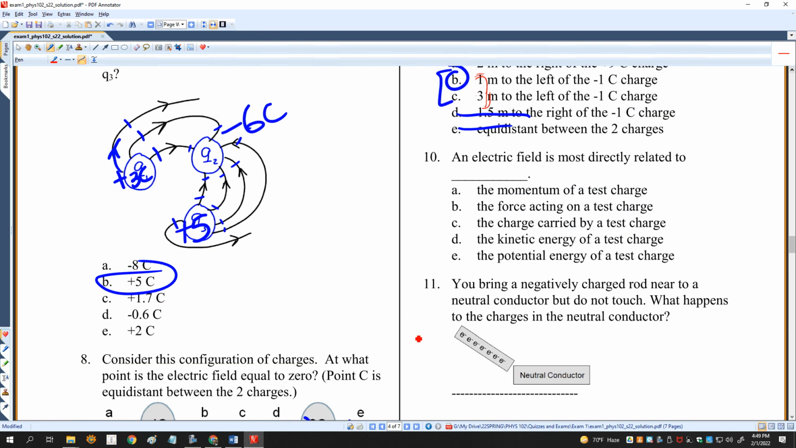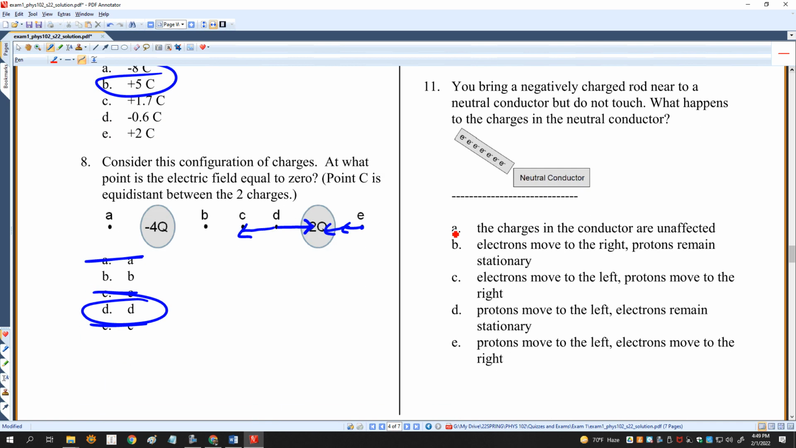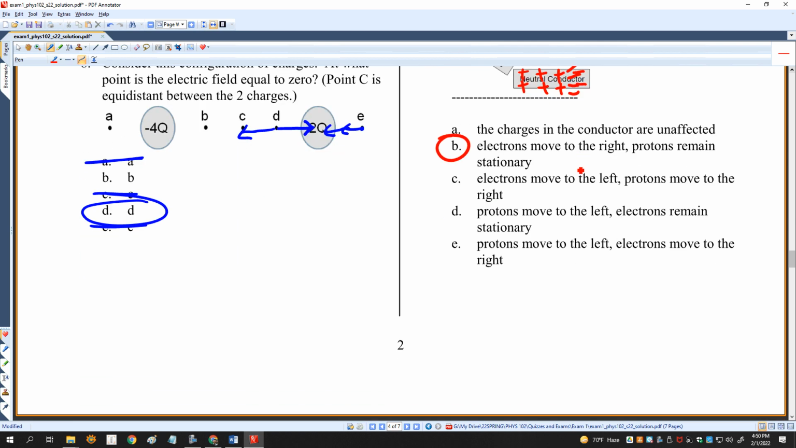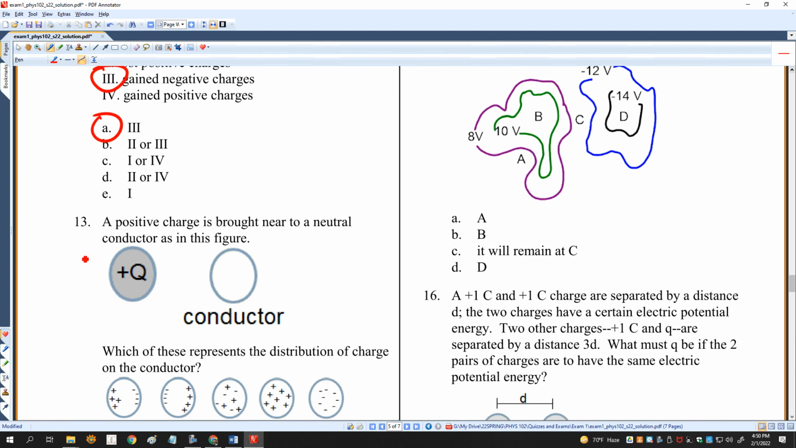All right. Electric field is most directly related to that. Here I have this neutral conductor. I'm going to get the electrons moved down here, and that will leave positive charges here. So the correct answer then would be this one. Remember that protons are actually stationary. It's just I get these extra electrons down here. Negatively charged object has that only.